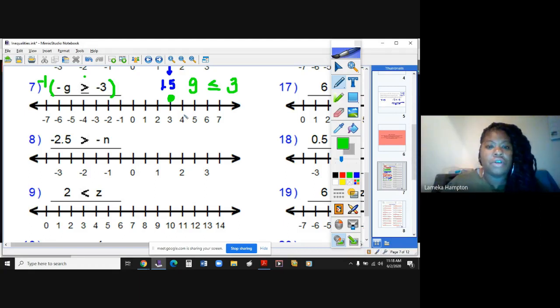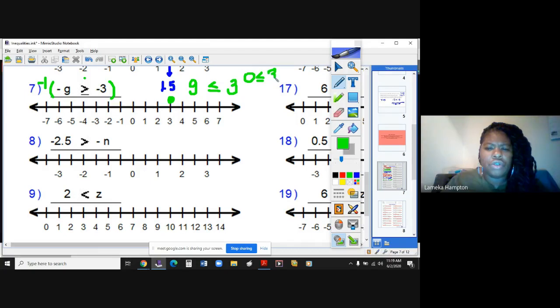Okay. So now what I have is this. I'm going to pick a number. I'll go with 0. You can never go wrong with 0, right? So I am now going to say 0 is less than or equal to 3. That is a true statement because 0 is less than or equal to 3. So because 0 is less than or equal to 3, that means any number to my left would serve as a solution.